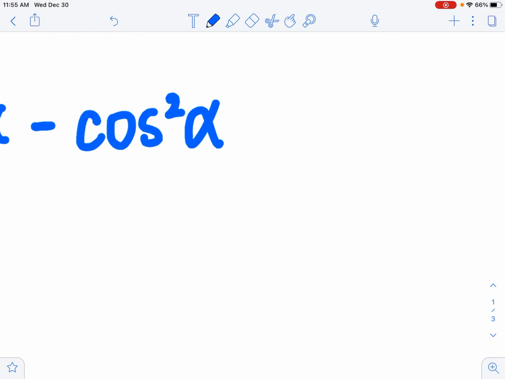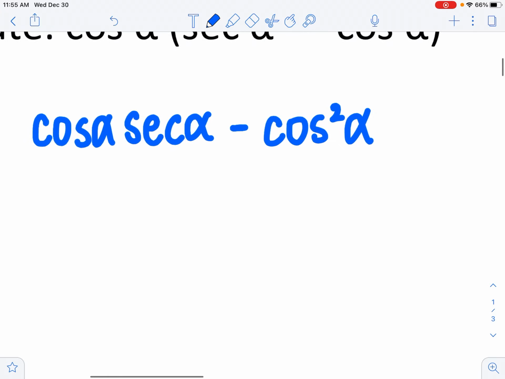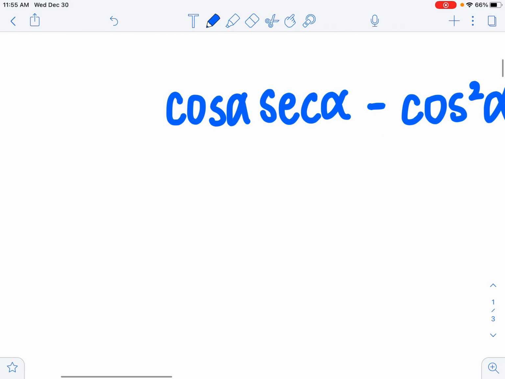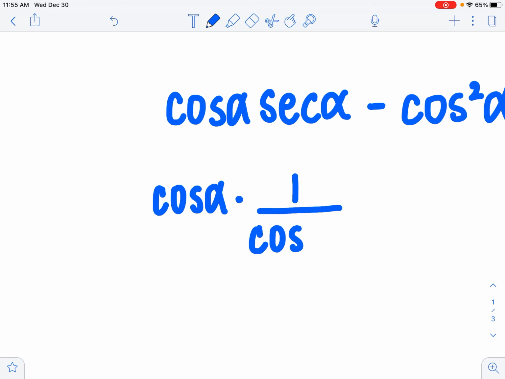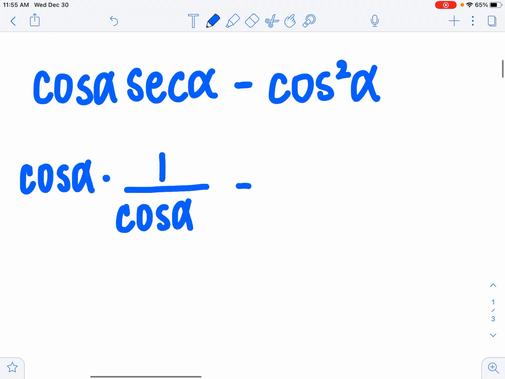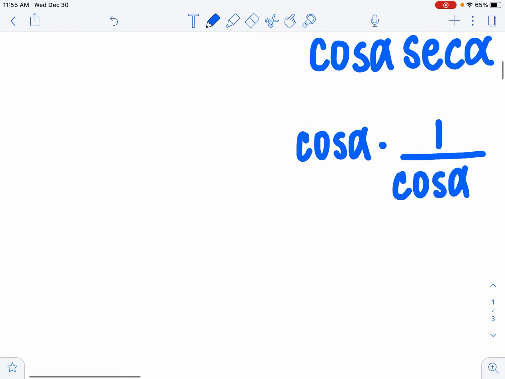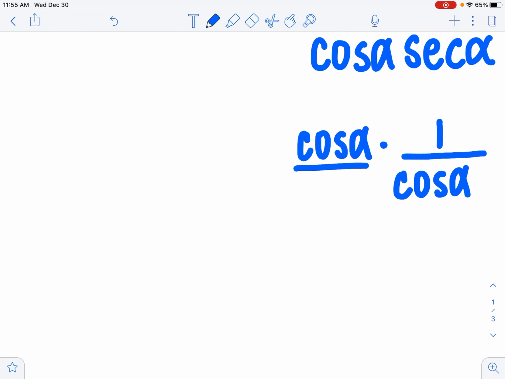So the first thing I notice is I see a cosine squared here, and that's like, ooh, that might be part of my identities, but this over here is not being helpful for me right now. So I say, okay, cosine can stay, but what can I change secant to? I can change secant to 1 over cosine, so that's what I'm going to do. I have cosine of alpha times 1 over cosine of alpha, and then I still have minus cosine squared of theta. Remember, I'm not touching this because it's separated by subtraction. It's over there like it doesn't exist right now.